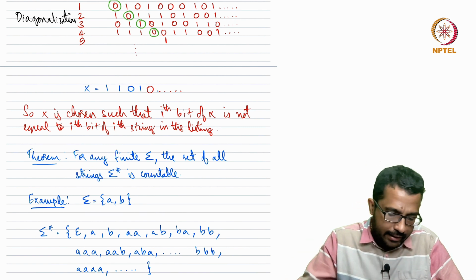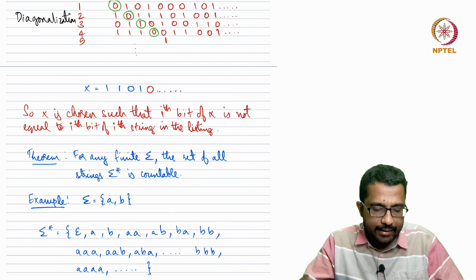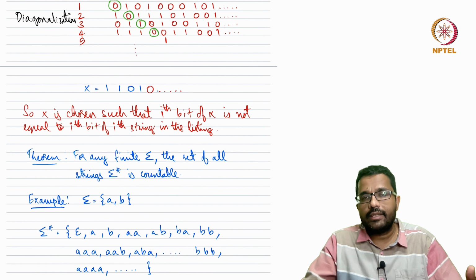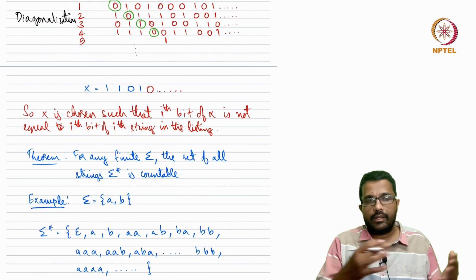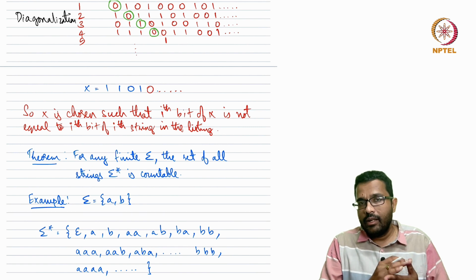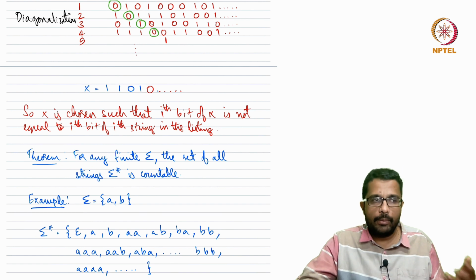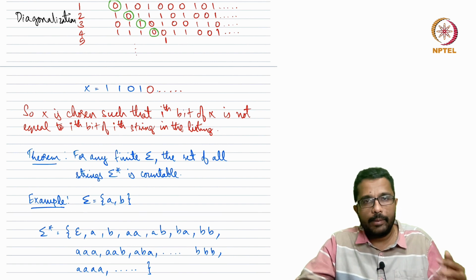Now, let us see another set which is countable. Consider a finite alphabet sigma. All the languages that we have seen, while studying DFAs, NFAs, Turing machines, etc., were built on some alphabet. It could be a binary alphabet, it could be the English alphabet, it could be a decimal alphabet.